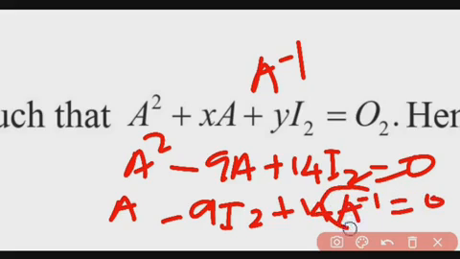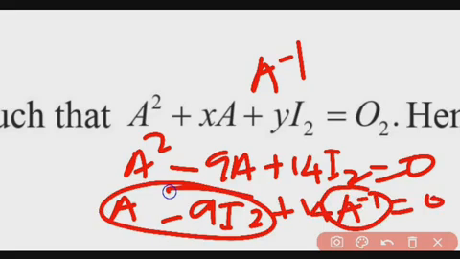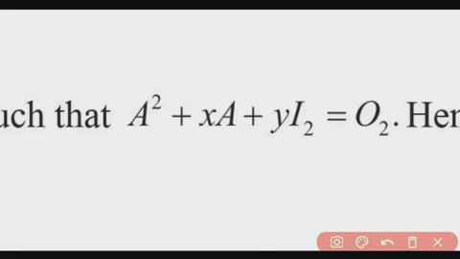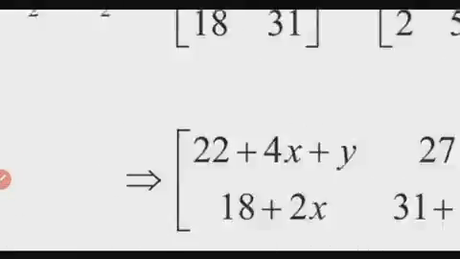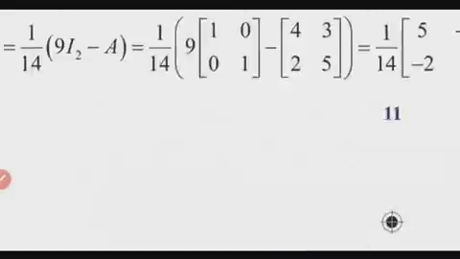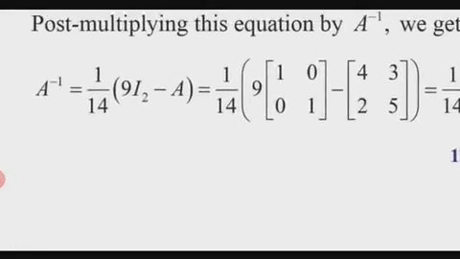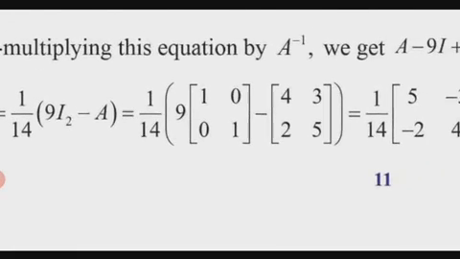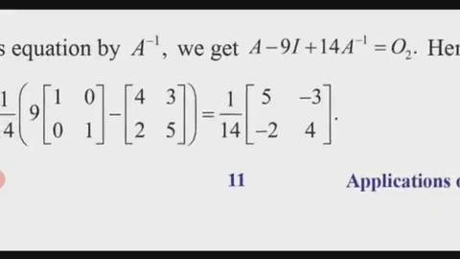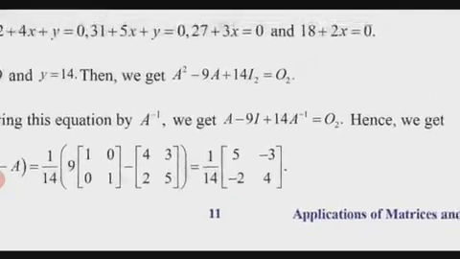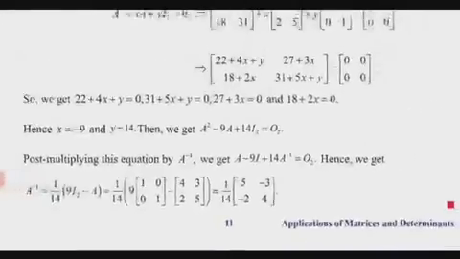You want A inverse only, so transform the remaining terms to the other side of the equal sign. So we get A inverse equal to 1 by 14 into 9I2 minus A. Substitute the I2 and A values, normal subtraction, we get the A inverse value. Okay, that's all. Thank you all.